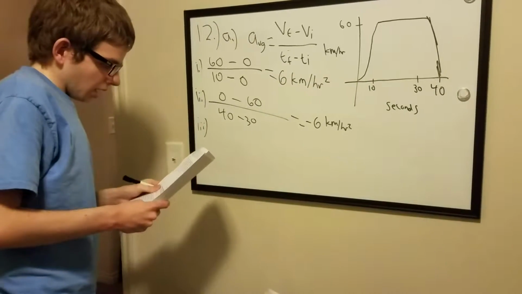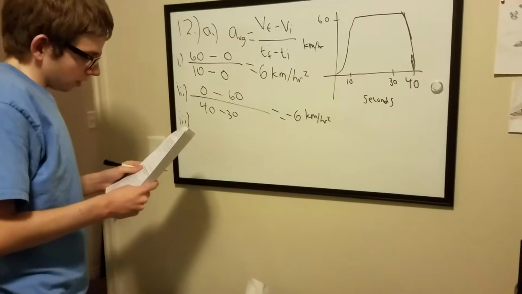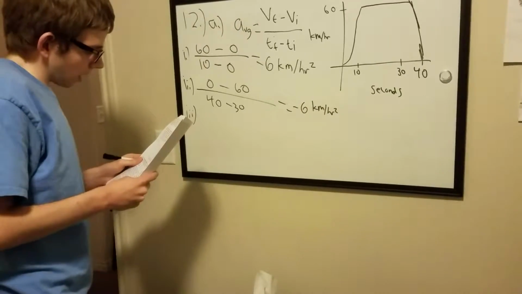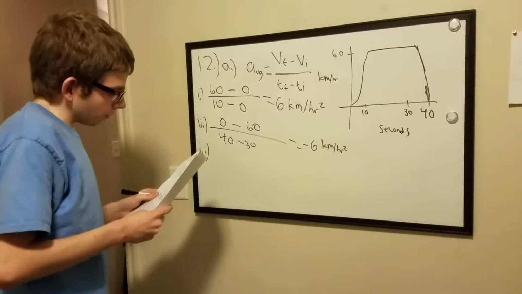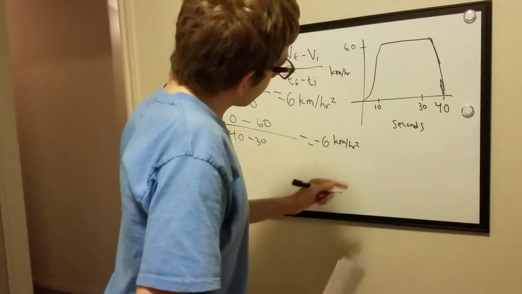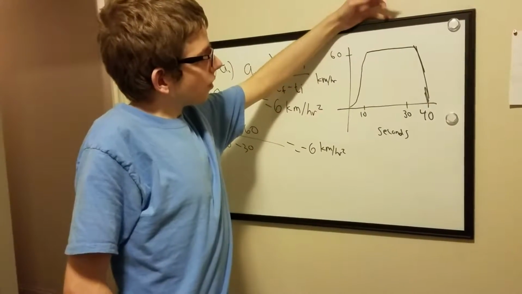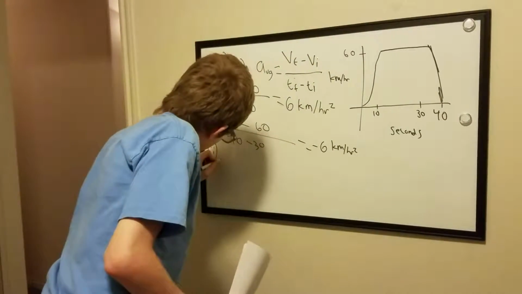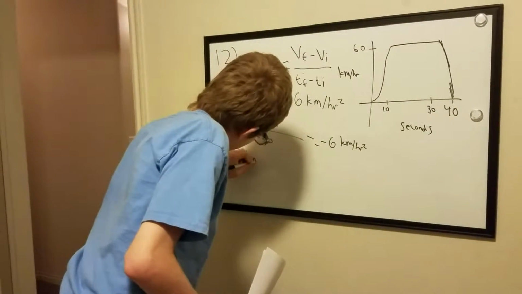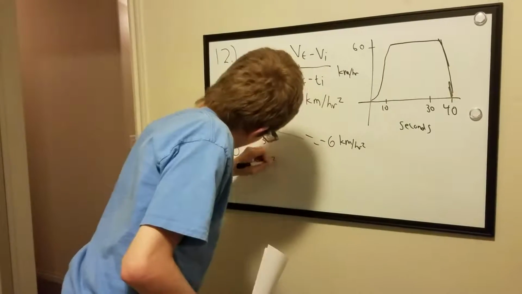Okay. And then the third interval it wants us to look at is the average acceleration from 10 to 30 seconds. Now we can solve this pretty easily because acceleration is the slope of velocity, and clearly right here the slope is just 0. So right here the acceleration is just 0 kilometers per hour squared.